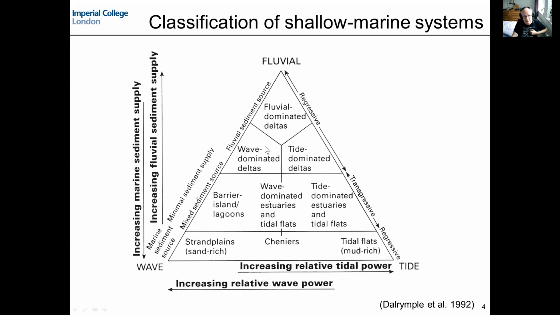So for example, deltas tend to occur near the fluvial corner. When we look towards the wave dominated corner, we're looking at barrier islands, lagoons, strand plains. We look at the tide dominated corner, we're thinking about estuaries and tidal flats.